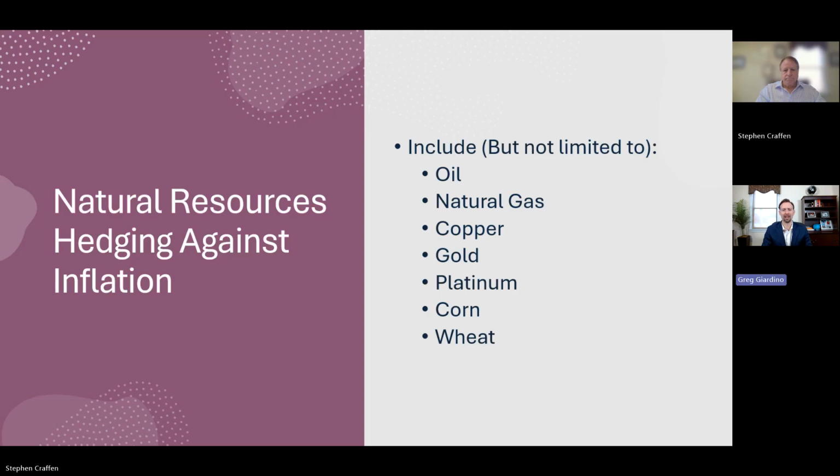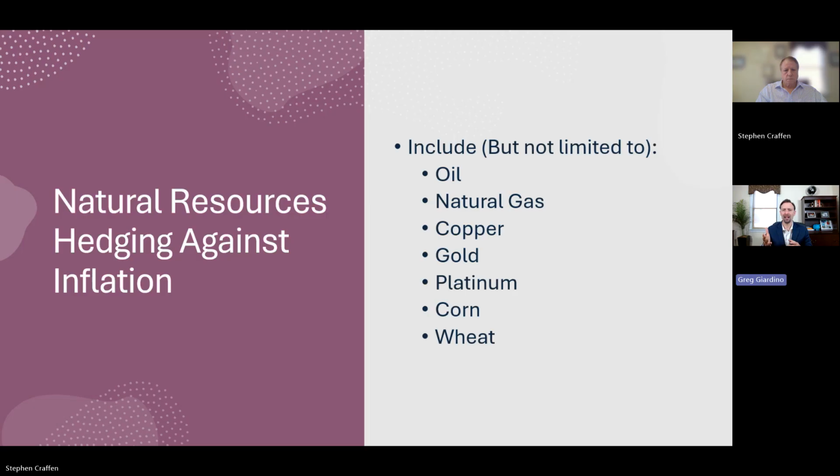So let's talk a little bit about natural resources. Why would we consider natural resources as an asset class, especially against inflation? Well, for starters, natural resources typically are a store of value, right? They're tangible, hard assets. So that is very attractive to a lot of investors. Additionally, resources are in global demand. So this can also work as a little bit of a hedge against the US if for some reason demand goes down for different natural resources.